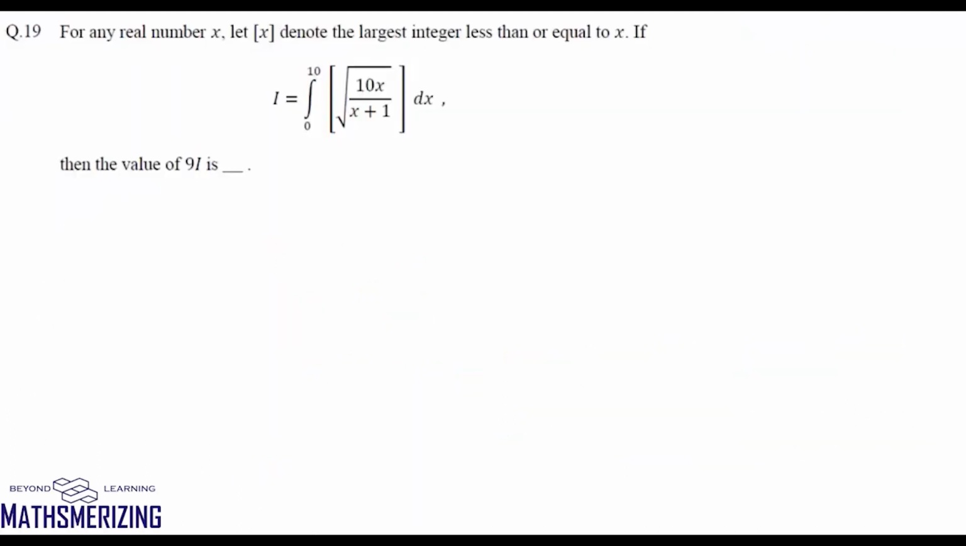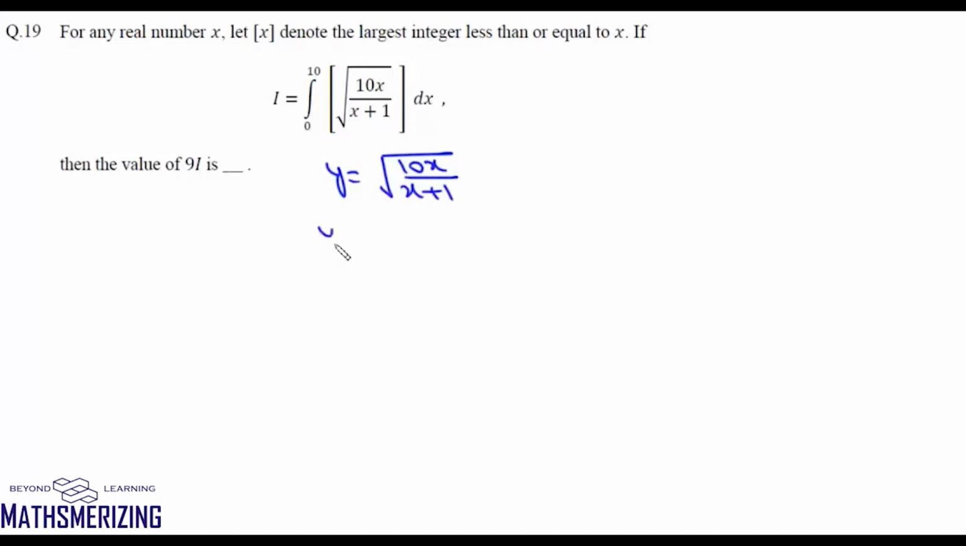And finally we have this question. We need to find this integral from 0 to 10 of the greatest integer function of under root 10x upon x plus 1 dx. Now let us take this as a function y, which is under root of 10x upon x plus 1. Now in order to solve this integral, what we'll do is we'll draw the graph of this function, and we'll draw it using transformation of the greatest integer function.